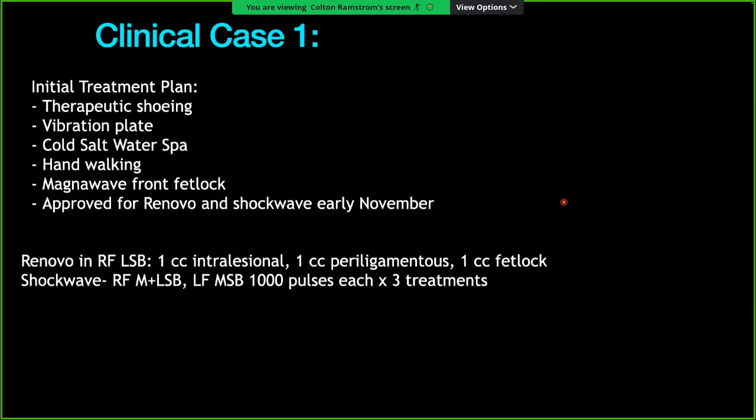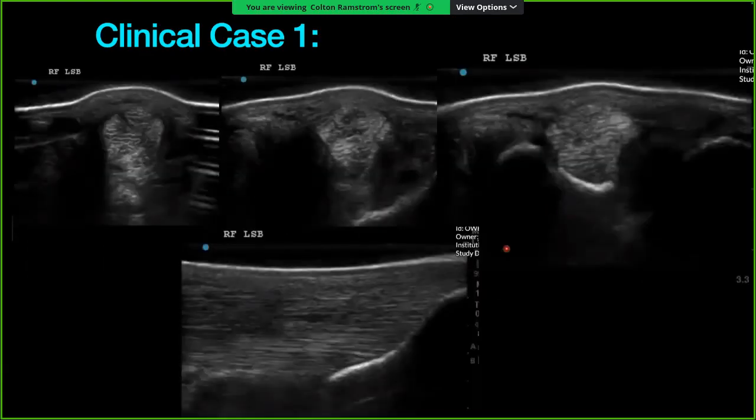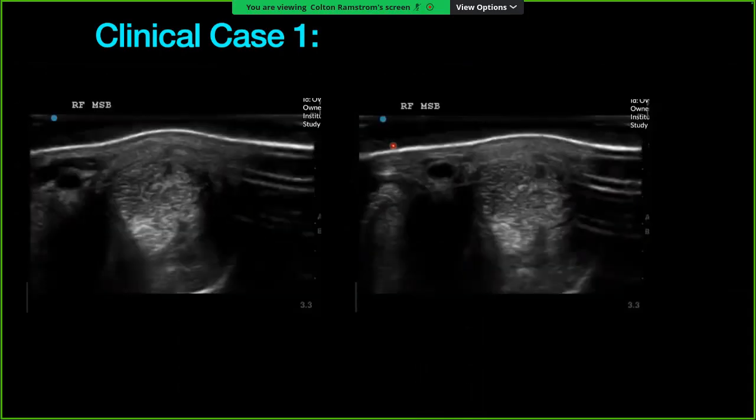So a synthesis on that is we have, I guess, biaxial right front suspensory branch desmitis. Really not a whole lot of insertional component. Again, I'd characterize that as being relatively normal given the amount of damage that we have in the ligament itself. So mostly a suspensory branch desmitis without a lot of enthesopathy involvement.